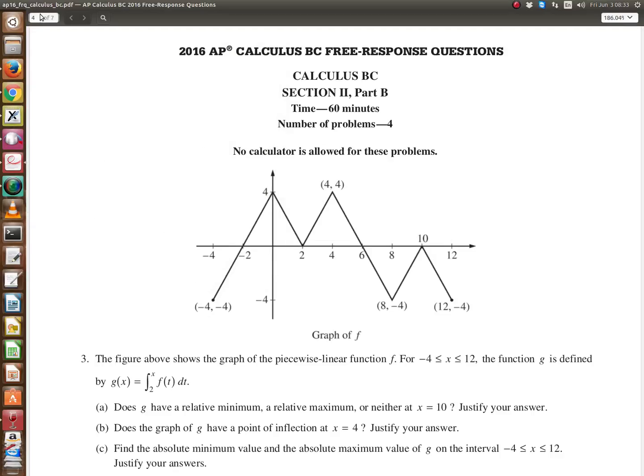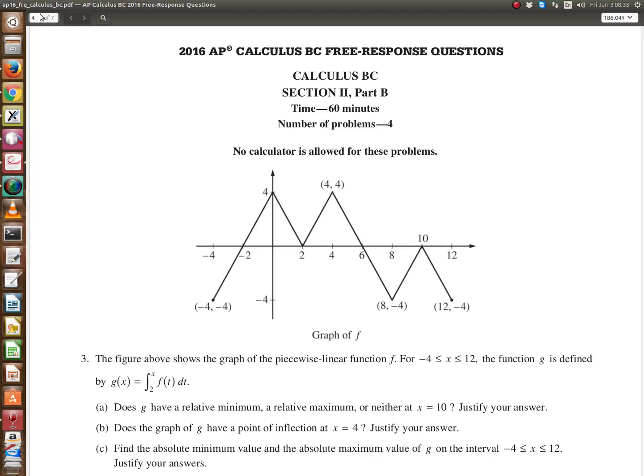Hello YouTube, we're back. All right, here's our solution for 2016 AB3 BC3. Now this is in the part 2B, no calculator. And this particular question really involves no calculator at all. The functions are all given geometrically.